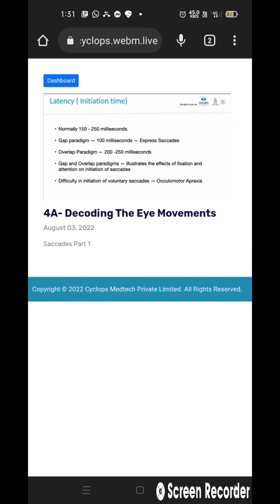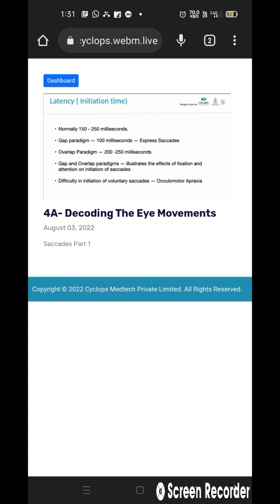Coming on to the saccadic latency. The latency for the saccade is around 150 to 250 milliseconds. That means the interval between the appearance of a target of interest and the onset of saccade is what we call saccadic latency. It is about 150 to 250 milliseconds.